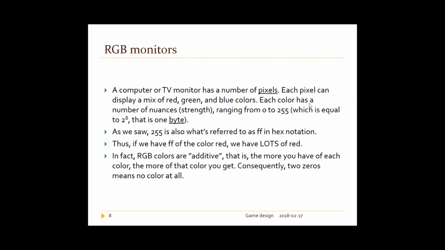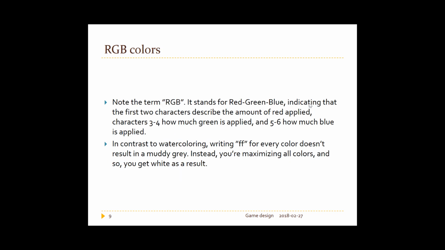And this is because RGB colors are additive. So the more you have of each color, the more of that color you get. And I will show you some typical colors soon. Once again, the term RGB stands for red, green, blue. So the first two characters describe the amount of red. Characters 3 to 4, how much green you have, and 5 to 6, how much blue you have.